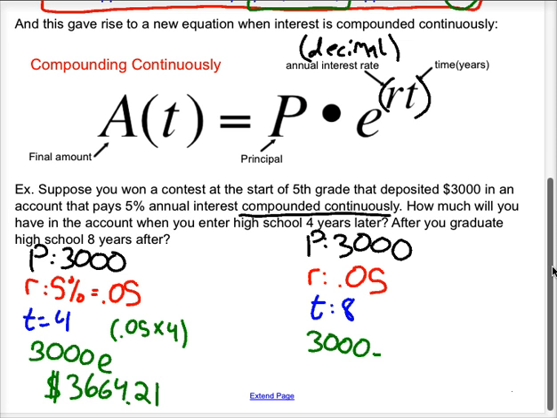So 3,000 times e, then in parentheses, 0.05 times 8. Let's see what we get. And after 8 years, you would have $4,475.47. So again, I honestly believe this is probably the easiest of the equations that you have to know for this chapter. All right? It's just knowing when to use each of these.